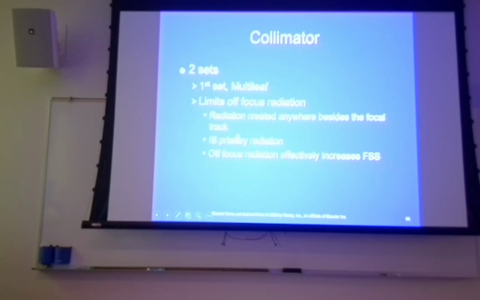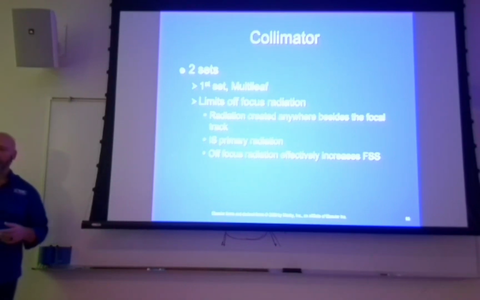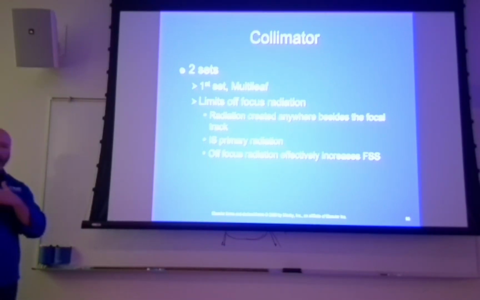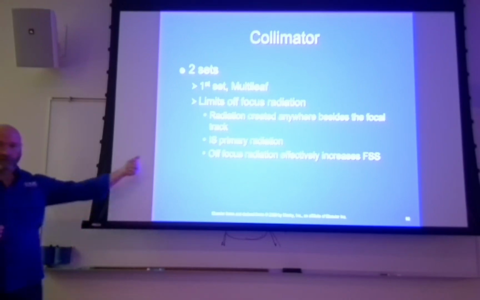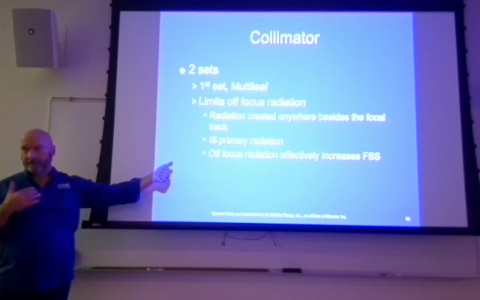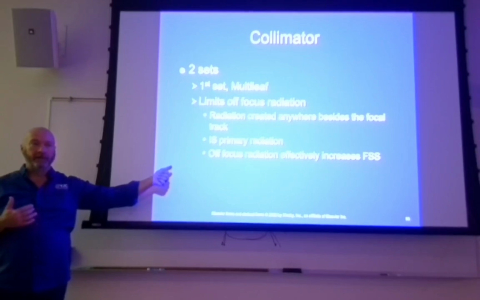It's still primary radiation. You're going to have questions that you're going to trip up on this one as well. Off-focus radiation, remember you've got primary and you have secondary radiation. Primary radiation is what comes out of the X-ray tube before it interacts with the patient. It's primary beam. Secondary is what comes through the patient, right? So your off-focus radiation is primary beam. It's just primary beam that you don't want.